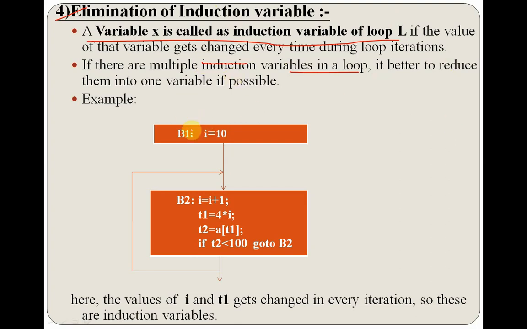For example, see the code. So this is a flow graph. Actually this flow graph contains two basic blocks, B1 and B2. Suppose B2 is a loop and it contains two induction variables I and T1, because the values of I and T1 get changed in every iteration of the loop. So these are called induction variables. So when multiple induction variables are there, it is better to simplify the code so that the loop contains only one induction variable.